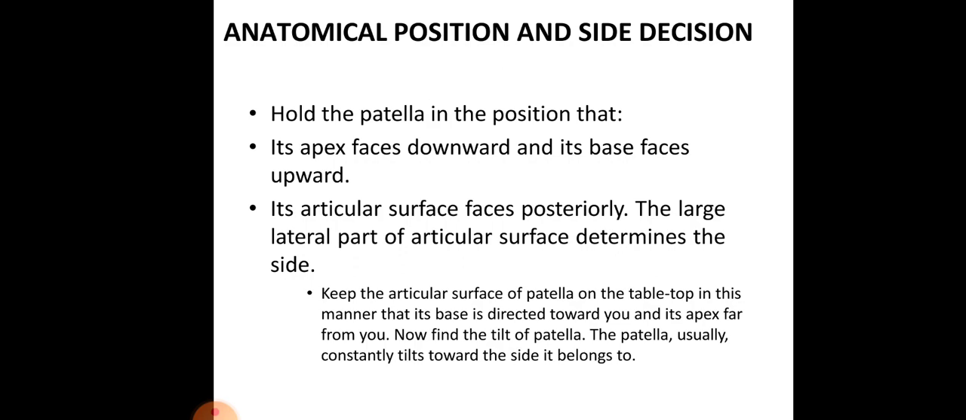There is also a short trick for identification of its side, which is to keep the articular surface of the patella on the tabletop in such a manner that its base is directed towards you and its apex is far from you. Now find the tilt of the patella. The patella usually constantly tilts towards the side it belongs to. So if it tilts on the right side, it is a right sided bone, and if it tilts on the left side, then it is a left sided bone.